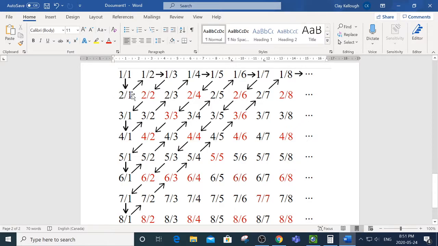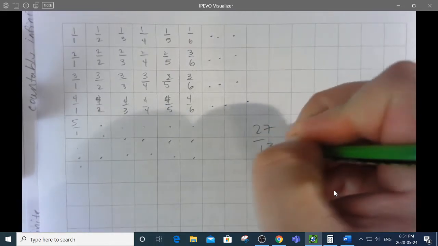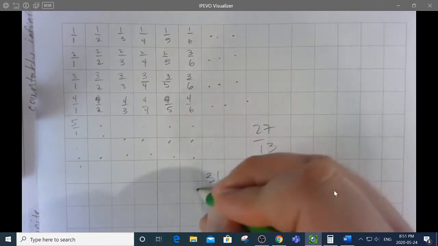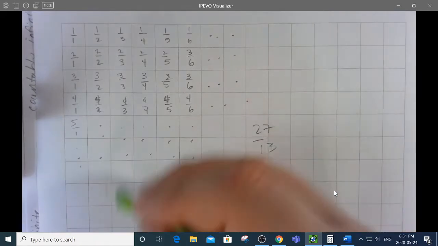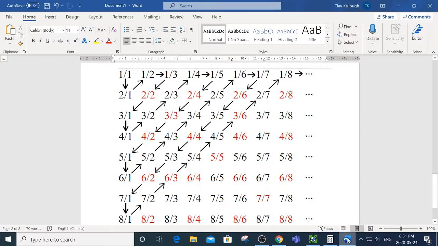1 over 1, 2 over 1. That's it. There can't be any more over 1s until you get to 3. So 1 over 1, 2 over 1, 1 over 2, 1 over 3, 2 over 2, 3 over 1, 4 over 1. If you keep going like this, the diagonals, of course, are getting bigger and bigger forever, but you'd never miss a single fraction. Somewhere in here would be 27 over 13. Somewhere in here would be 31 over 174. Every single possible fraction would be in here.